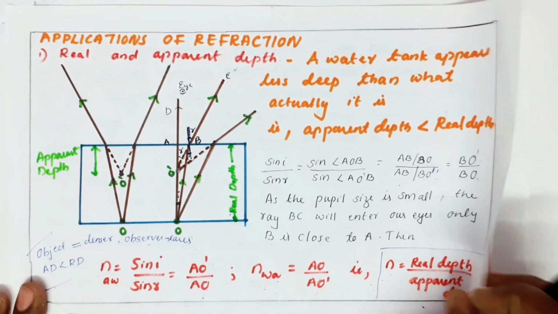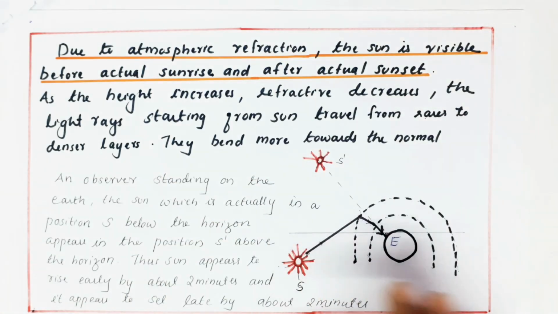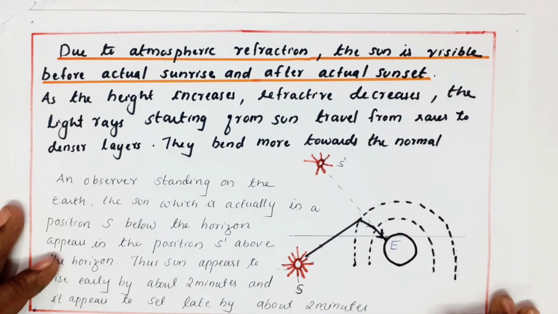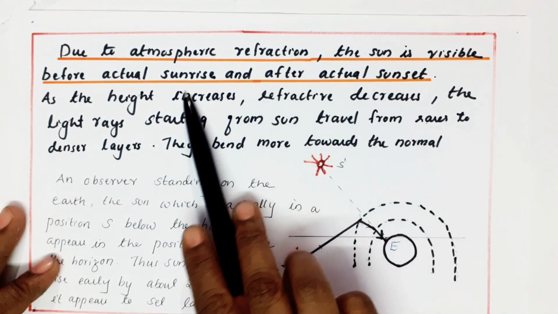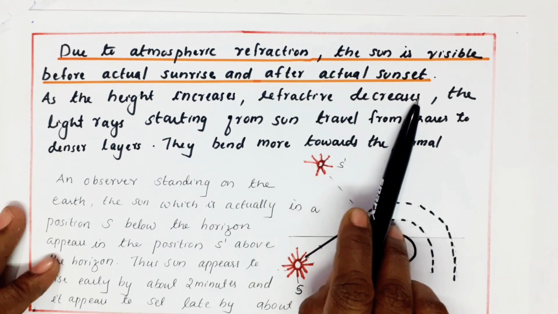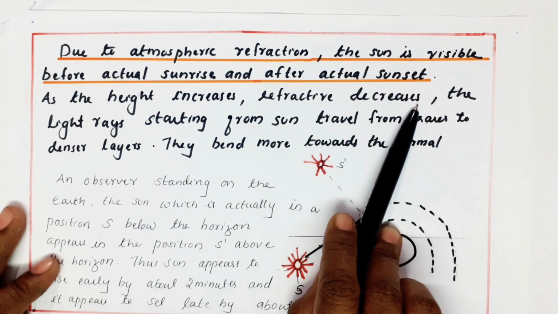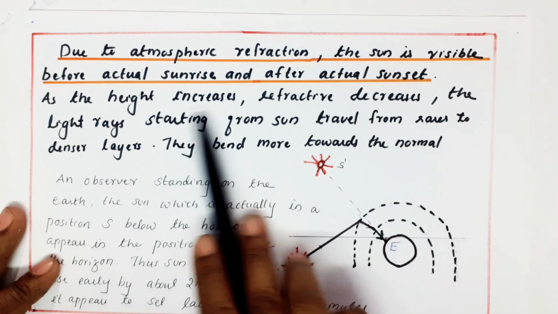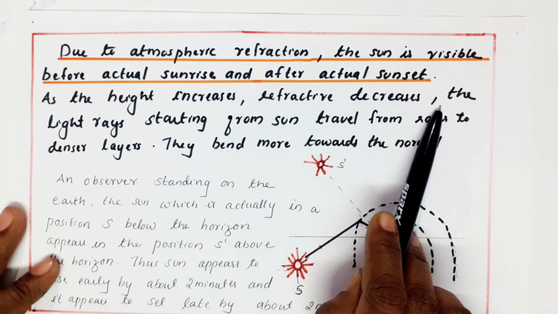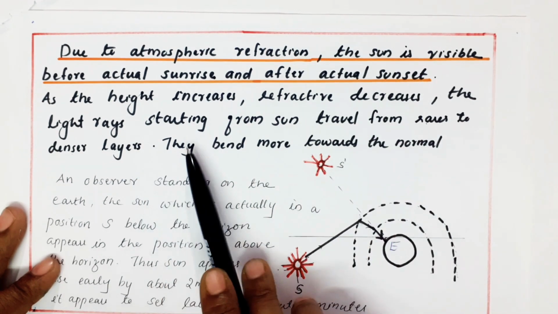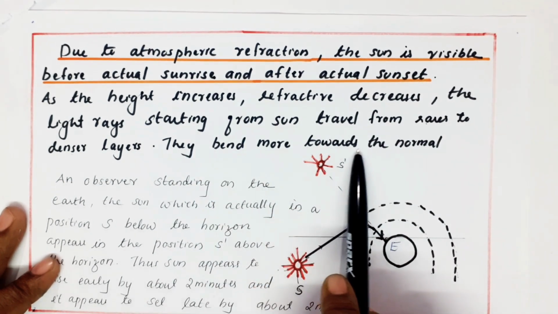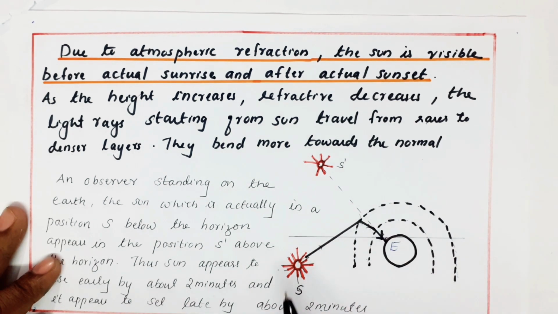Okay, next. Another one I want to discuss is atmospheric refraction. Due to atmospheric refraction only, the sun is visible before the actual sunrise and after the actual sunset. The thing is, as the height increases, the refractive index decreases. The light rays starting from the sun travel from rarer to denser layers. They bend more towards the normal. This is your sun. The actual sun position is here, below the horizon.